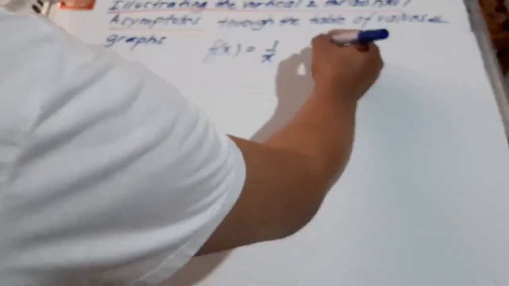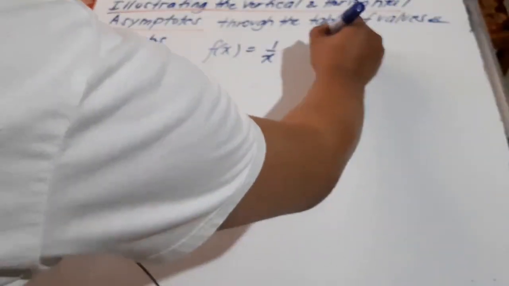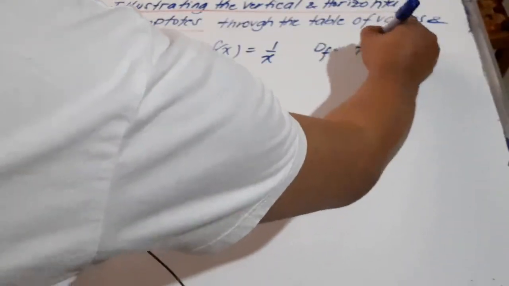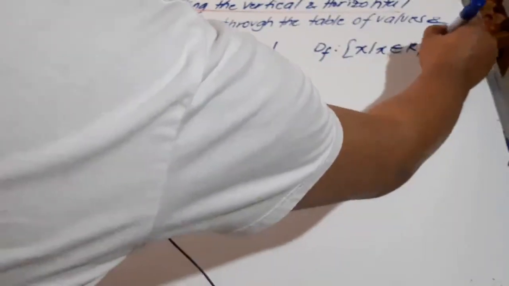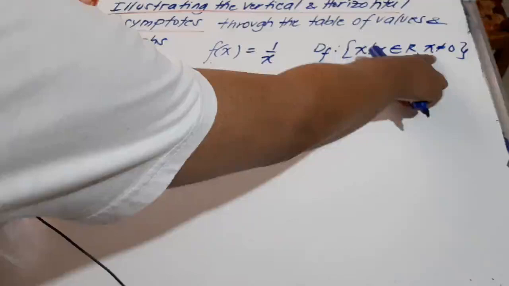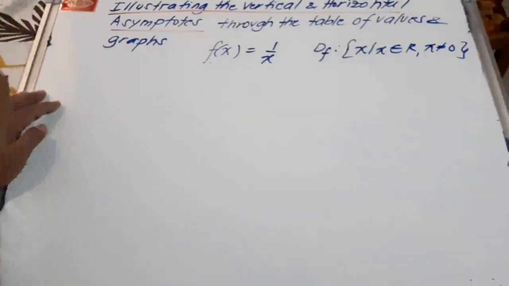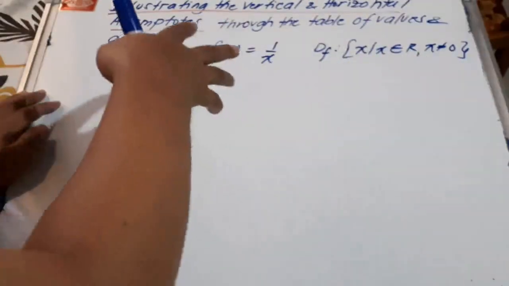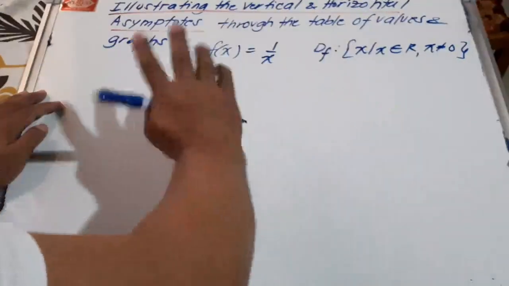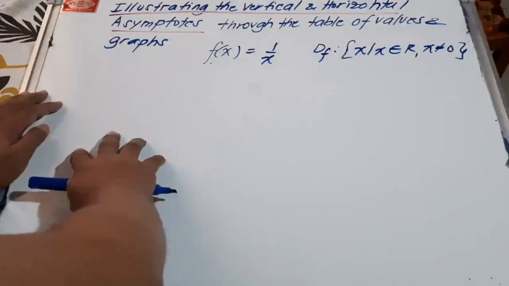Therefore, the domain of this function is all real numbers. The domain is x such that x is an element of the real numbers except x equal to 0. So, yun yung kanyang restriction. Ang restriction niya, hindi pwede maging 0 yung x natin. The question is, ano kaya yung nangyayari doon sa ating function as x approaches 0, to the right and to the left of 0?